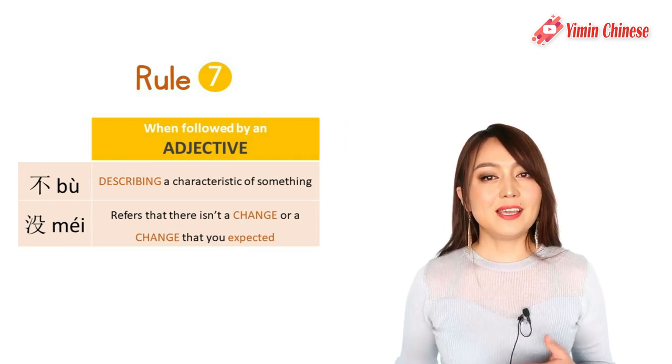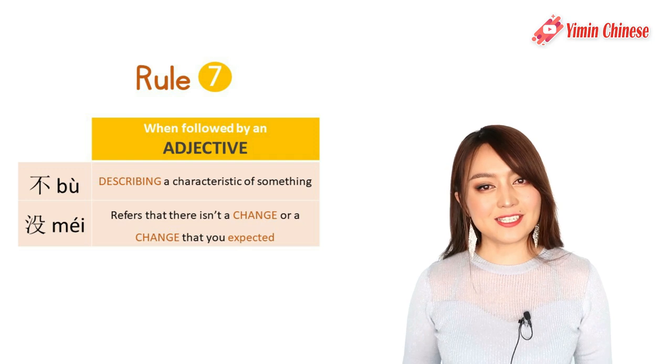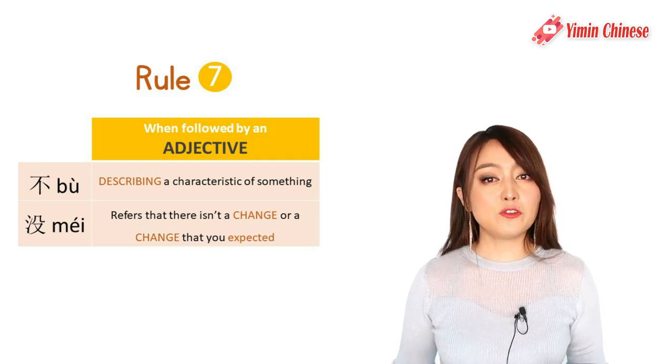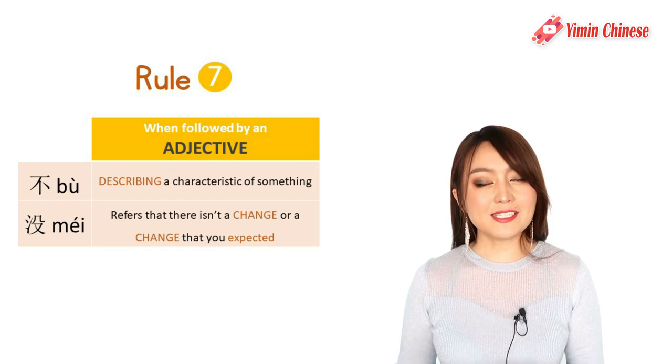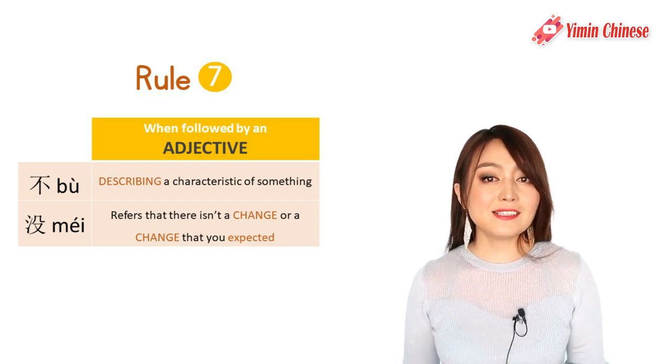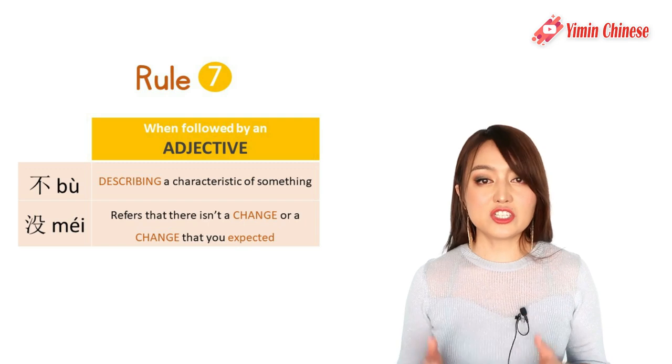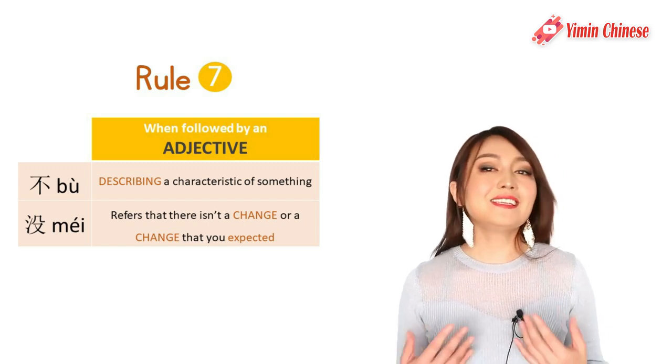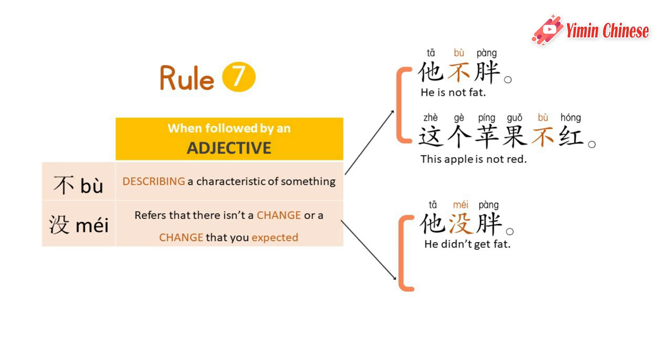However, 没 is rarely followed by adjectives. In fact, it only works with a few adjectives. And when it's followed by an adjective, it refers to there not being a change, or not being a change that you expected. Let's see an example. 他没胖. It means he didn't get fat. 他没胖. It's totally different from 他不胖, which describes that he is not fat. 他没胖. He didn't get fat, he didn't put on weight. There was not a change.